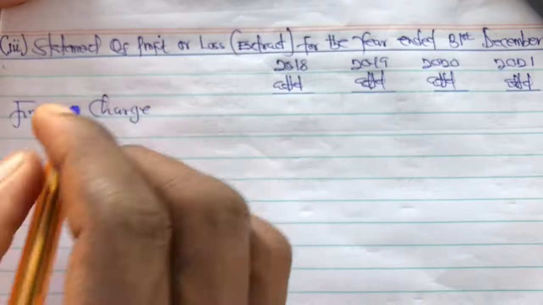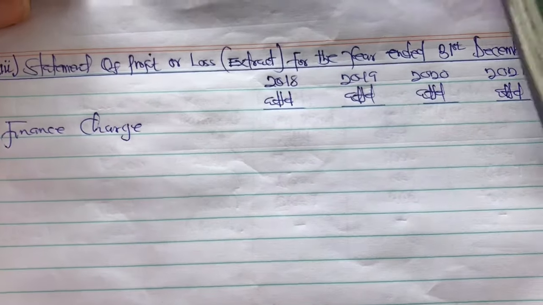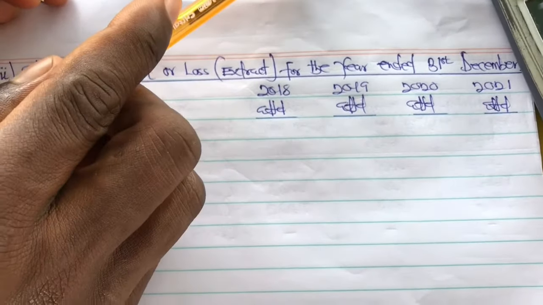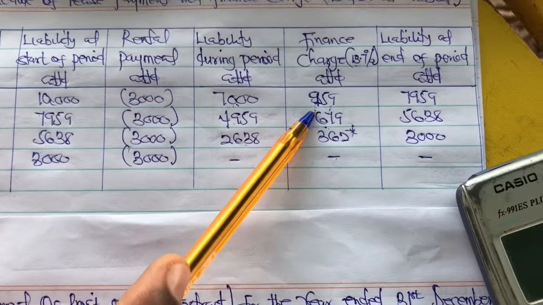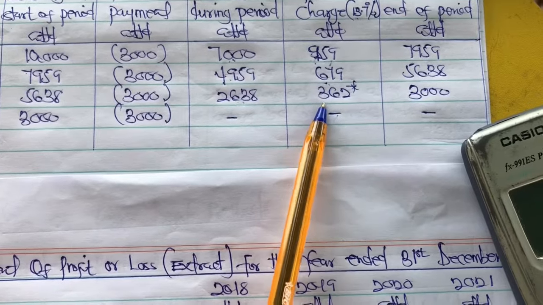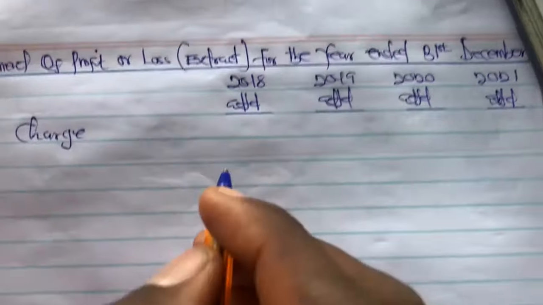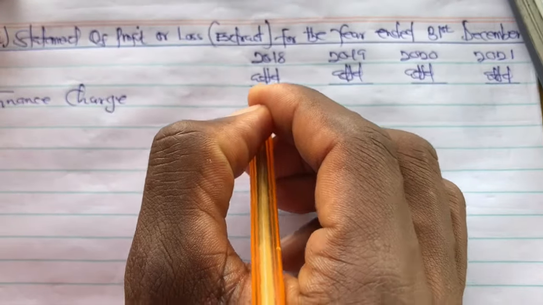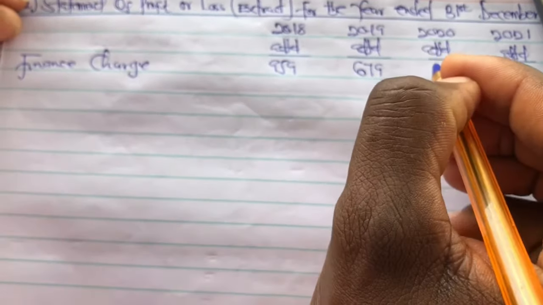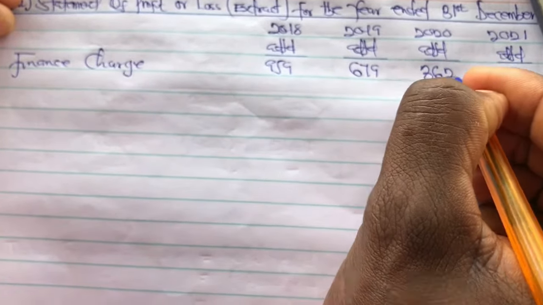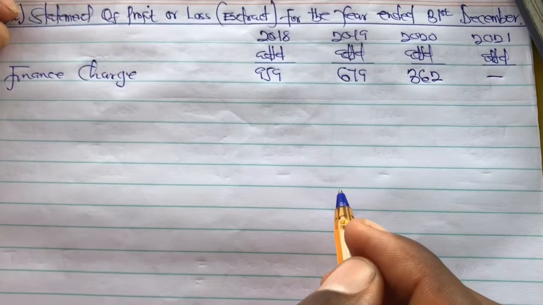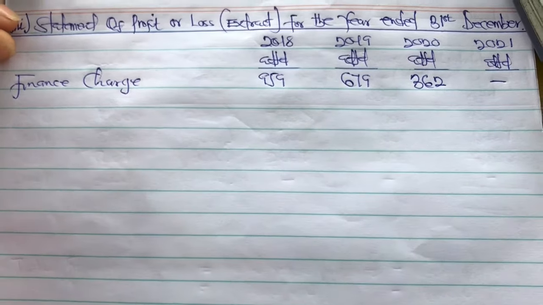Is that clear? So we have the finance charge. We are using the actuarial method, so you can see that from 2018, that is 959, 2019 679, and 2020 362. So we come and write them over here: 959 for 2018, 679 for 2019, and 362 for 2020. And there is no finance charge for 2021 when we are using the actuarial method. Now let's consider the depreciation charge.